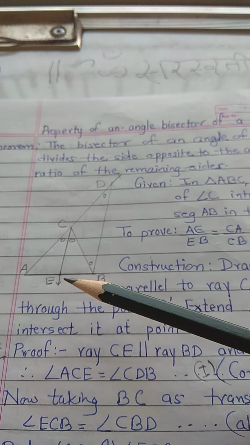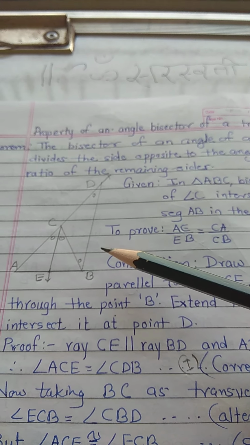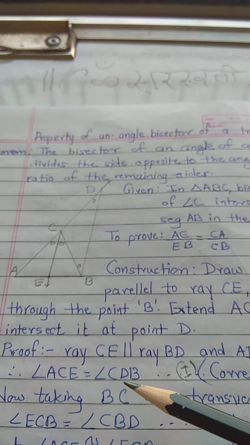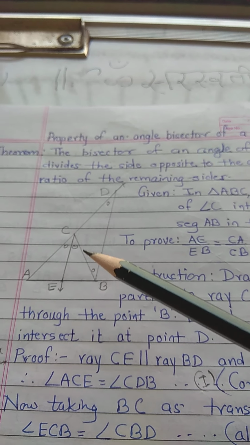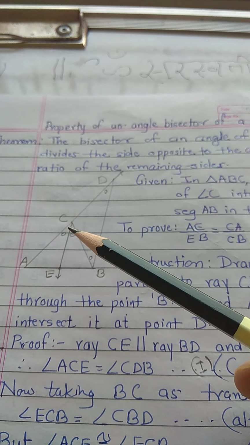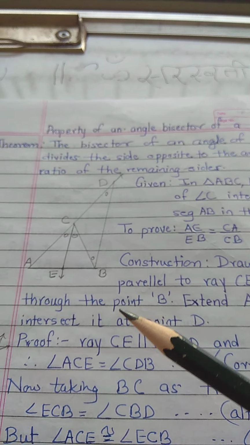Proof: ray CE is parallel to ray BD. See this, ray CE is parallel to ray BD. Therefore, we can say angle ACE equal to angle CDB. ACE equal to CDB. These are corresponding angles. Corresponding angles are congruent when lines are parallel.